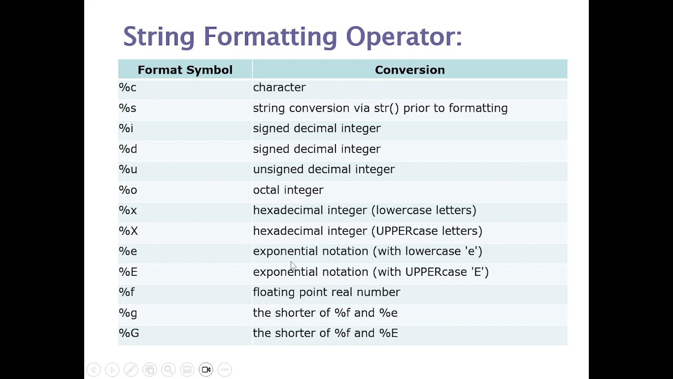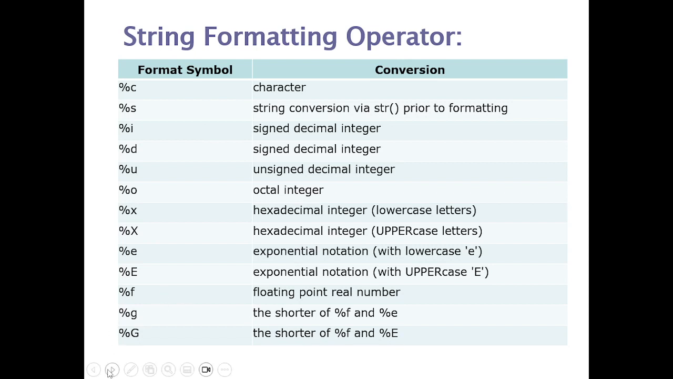Then we have the small letter e for the exponential notation. We have the capital E for exponential notation with uppercase letter E. We have the %f for floating point real numbers. We have the %g for the shorter of %f and %e. %G is the shorter of %f and %E. So I think we use this one, character, string, %d, this one, %i, and I think these are the common string formatting operators.